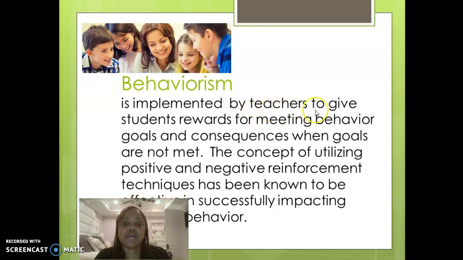Behaviorism is implemented by teachers to give students rewards for meeting behavior goals and consequences when goals are not met. The concept of utilizing positive and negative reinforcement techniques has been known to be effective in successfully impacting students' behavior.